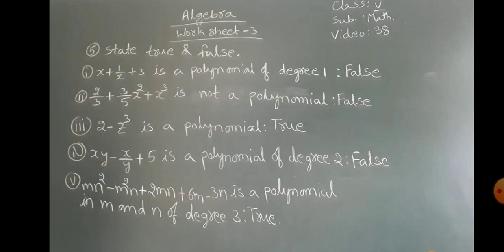And the third term m power 1 n power 1, the degree becomes 2. Fourth term m power 1, degree is 1. And the fifth term n power 1, its degree is also 1. So 3, 3, 2, 1, 1 are the degrees of the terms of the given algebraic expression. Among them the highest degree is 3. That's why the degree of this polynomial is also 3. So the given statement is a true statement.